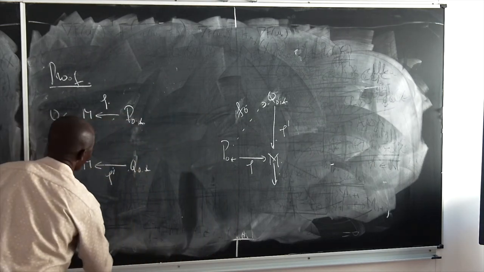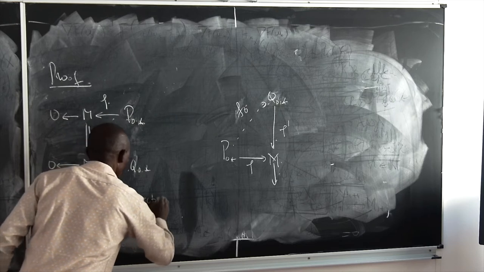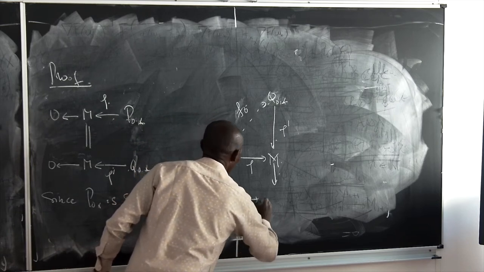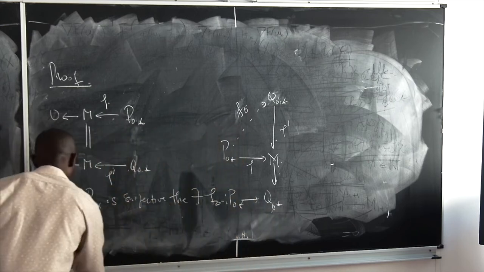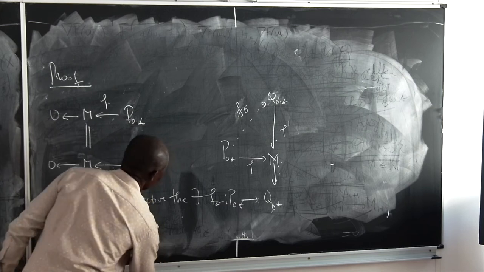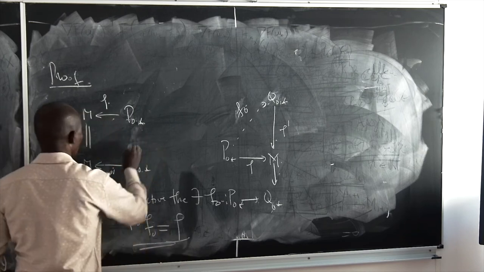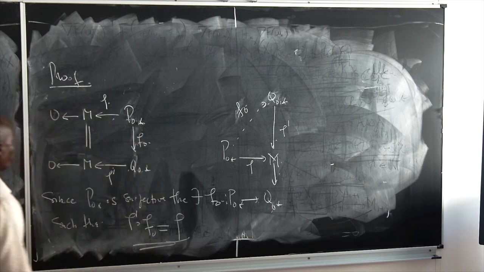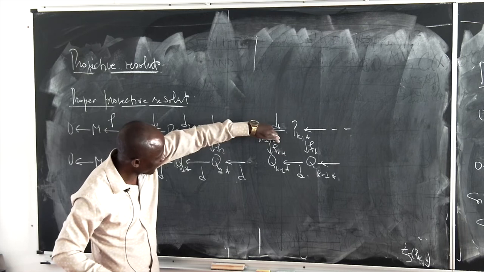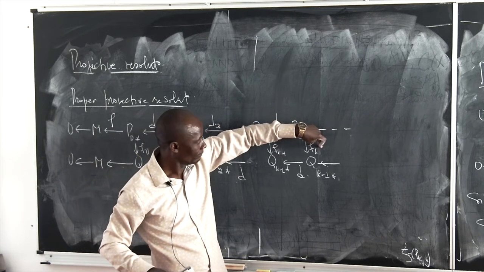Since P0 star is surjective, then there exists F0 from P0 star to Q0 star such that rho prime composed with F0 equals rho. So we have the map here, F0. So our F0 here has been constructed. We assume that all those maps up to k minus 1 are constructed. The next step is to construct our Fk.